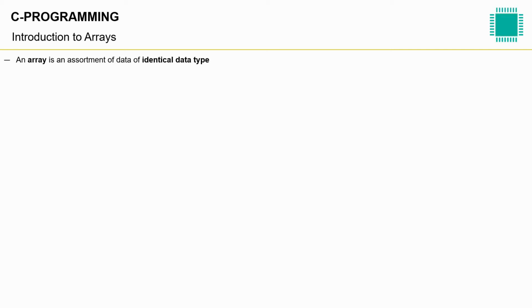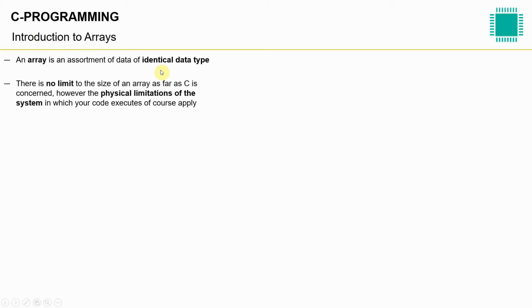However, it has to be identical data types. There is no limit to the size of an array as far as C is concerned. However, physical limitations of the system in which your code executes, of course, apply. So in your desktop computer, you can probably have quite large arrays, but if you were programming an embedded system, which is what C is typically used for, then that would be a completely different case.